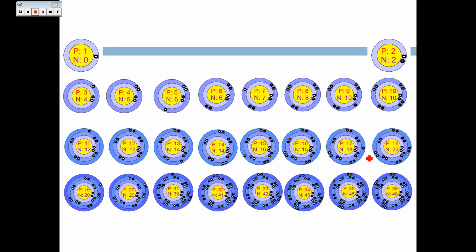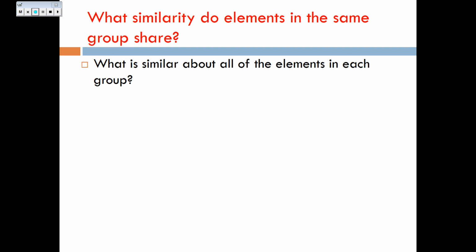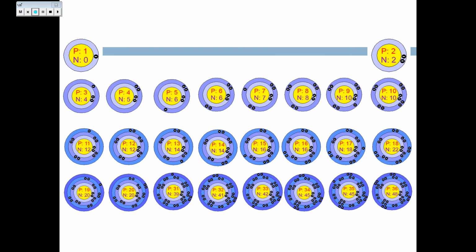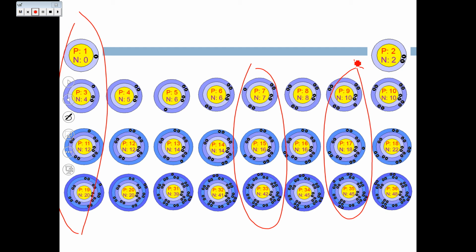Okay, take a look at this picture right here. This picture shows the first 36 elements, excluding the transition metals, and their atomic structure, how many rings they have and how many electrons they have. What is similar about all of the elements in each group? So the groups go vertically. So just take a look at any group right here, any elements in the same vertical column, and find something that is similar about those elements in the same column.